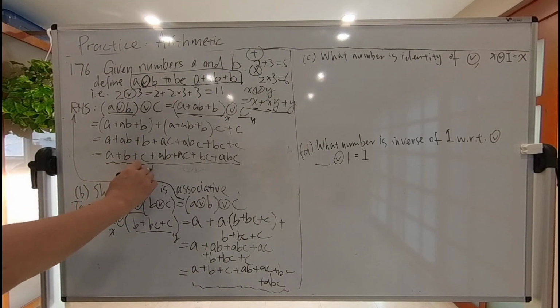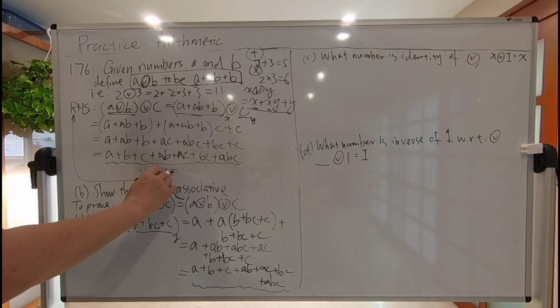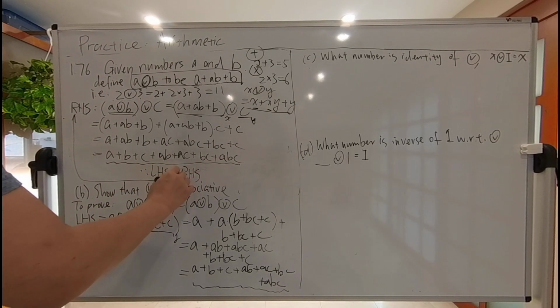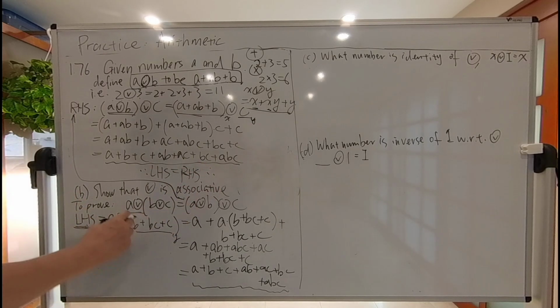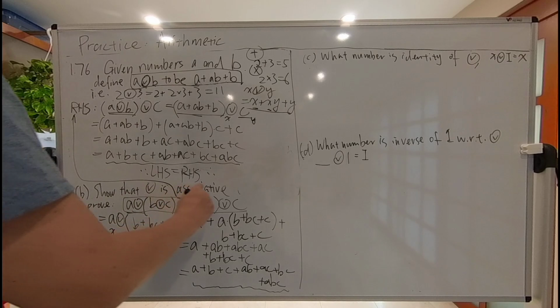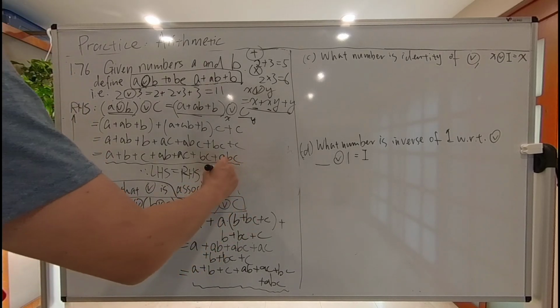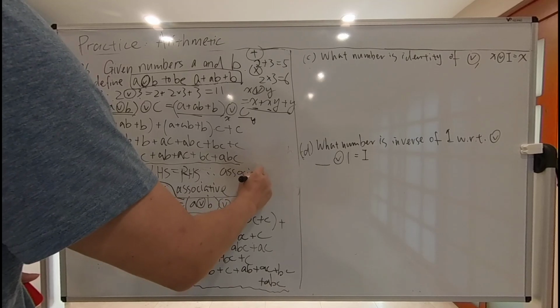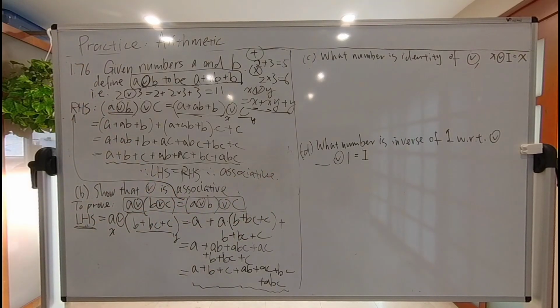So which means up to here I proved that my left hand side equals the right hand side, such that this equation is true, such that this operator is associative. Okay.